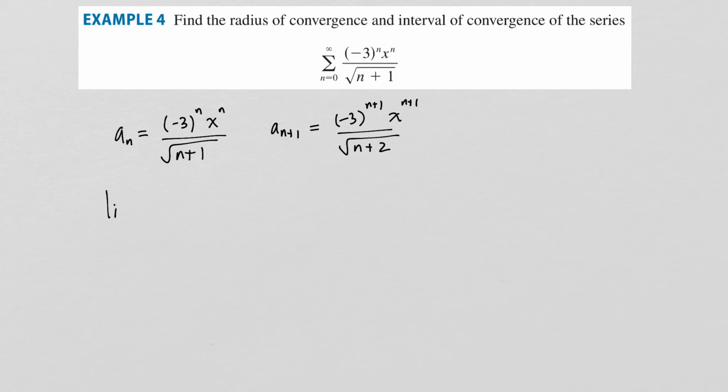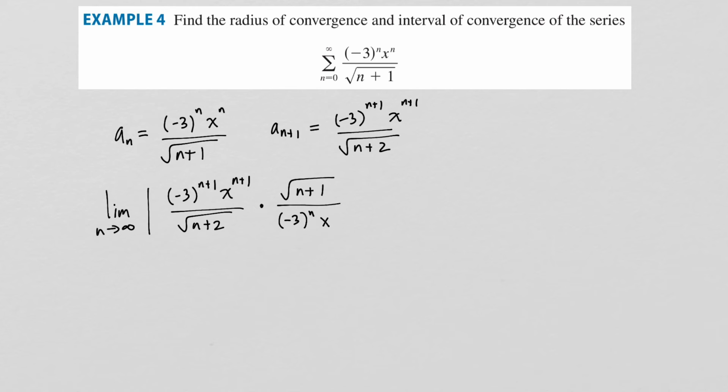So to apply the ratio test, we are going to take the limit as n goes to infinity of -3 to the n plus 1, x to the n plus 1 over the square root of n plus 2. And we're going to multiply that by the reciprocal of the nth term, which is here.